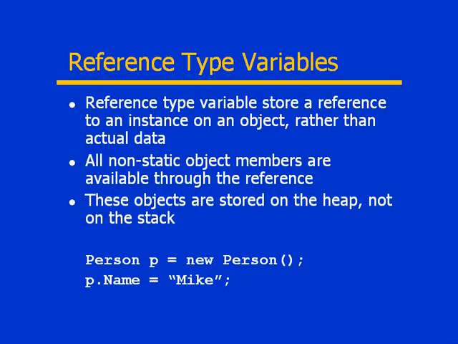A reference type variable, therefore, stores a reference to an instance of an object rather than any actual data itself. Technically, all non-static object members, whether those be fields or methods, are available through this reference. And these objects are stored on the heap, not on the stack.